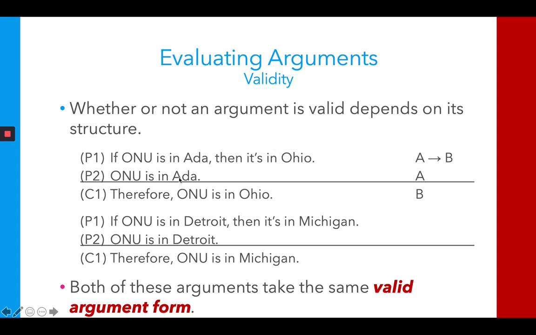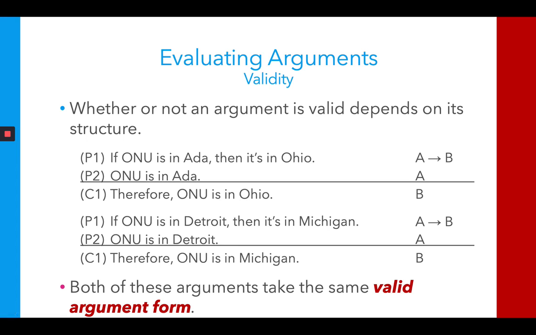Premise 2 says ONU is in Ada. It affirms the antecedent of this conditional. And whenever we have an argument that does this in the premises, we can know what the conclusion is with certainty. That is, if the premises are true, we can know with certainty that ONU is in Ohio as well. This second one has the exact same structure, right? Different propositions in the argument, but the structure is the same. If A, then B, A, therefore B.